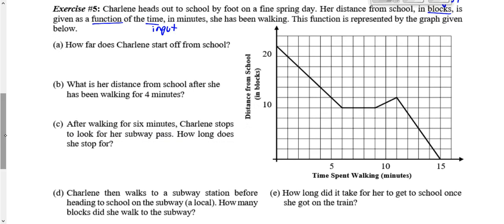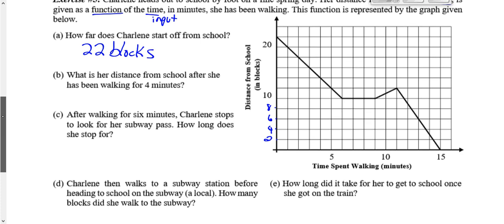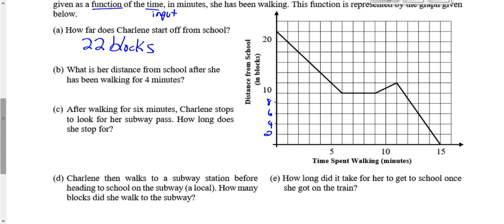How far does Charlene start off from school? So what's her initial distance from the school? 20 blocks. Well, let's be careful. What are we counting by here? What's each one of these? 1, 2, 3, 4, right? You have to pay attention to that, right? So what is her initial distance from the school? 20 blocks. No, or 22. 22 blocks, right? So she has 22 blocks to travel before she gets to school. I just spelled block. Okay.